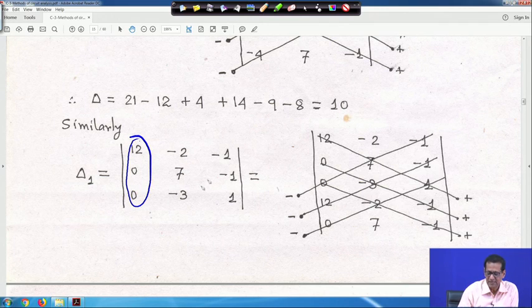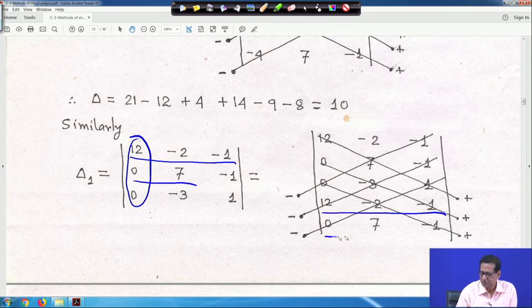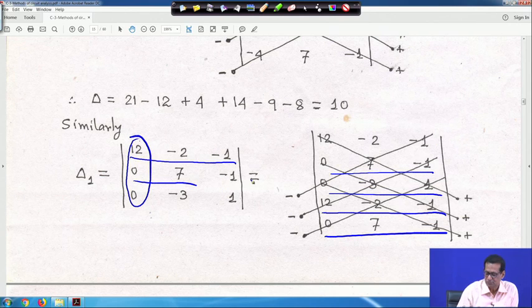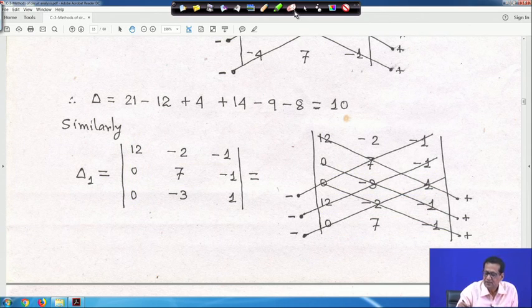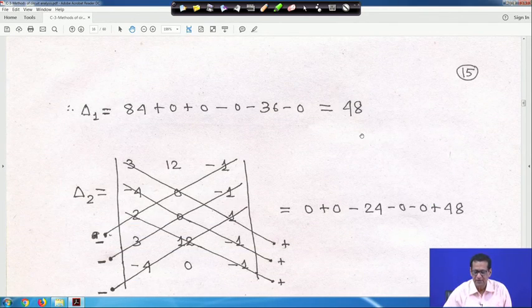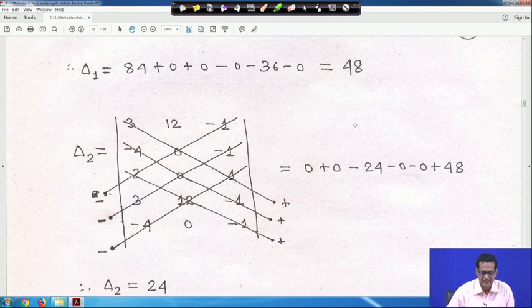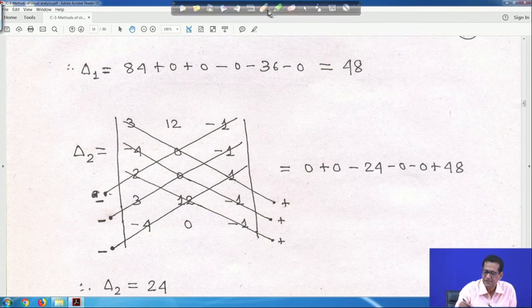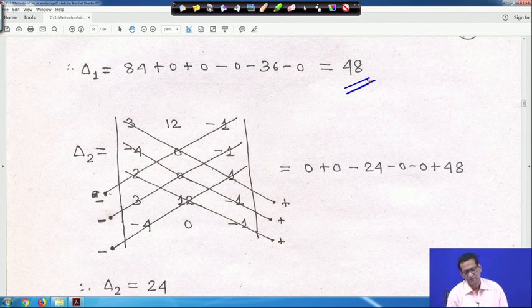And this is minus 2 7 as you do, and similarly following the same thing, you repeat these two rows here at the end, and this 12 minus 2 minus 1, 0 7 minus 1 and 0 minus 3 1, all are there, but repeating the first two rows here, and following the same thing, you find out the value of delta 1, right. So, let me clear it. If you do so, delta 1 you will get, this is actually 48, right. So, here your delta 1 is equal to 48.